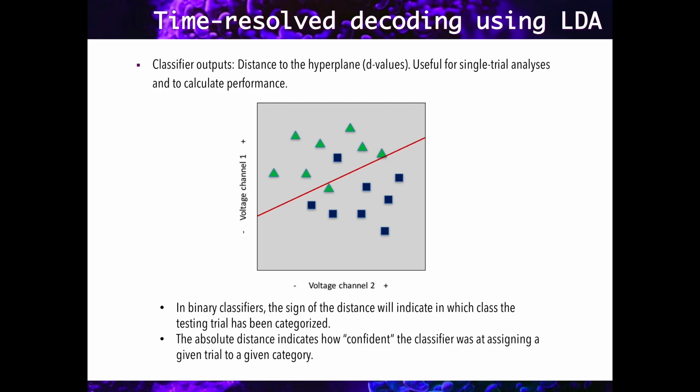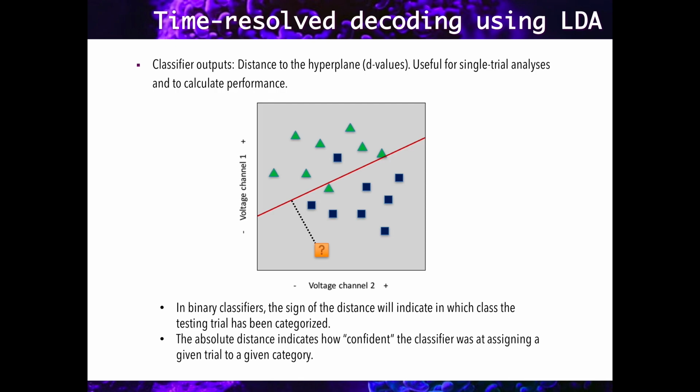Before having our first contact in a practice session with a linear classifier, I wanted to briefly mention one LDA output that we are going to use during the practice. This output is going to help us calculate the performance of the classifier even at the trial level. This output is the distance to the hyperplane. When a new trial is tested in a model like this one, we will obtain a value that tells us how far this trial is from the hyperplane.